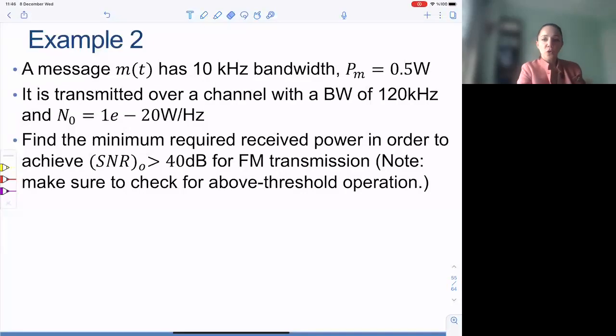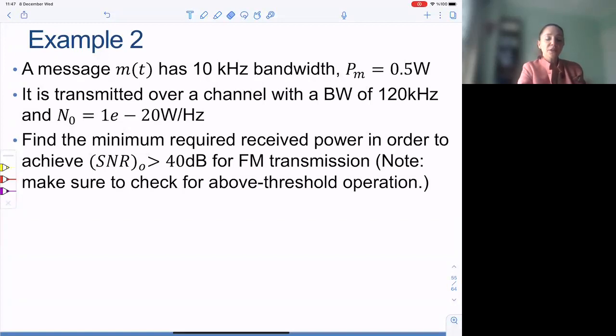Okay, so in the last lecture, we were talking about the noise performance of frequency modulation, and we stopped with an example, and I asked you to think about the example. Let's go over it together. We have a message signal with 10 kilohertz bandwidth and power 0.5 watts. And this message is transmitted over a channel with bandwidth 120 kilohertz, and the noise PSD is given.